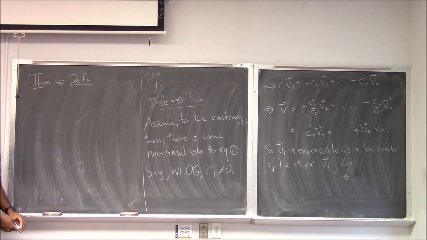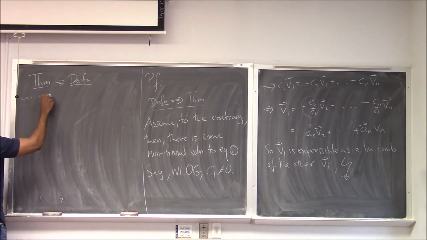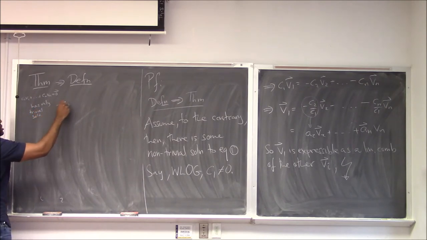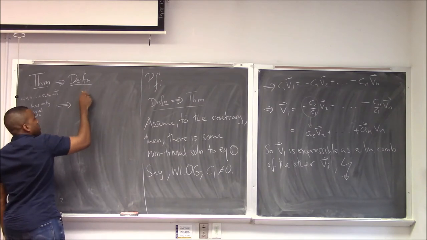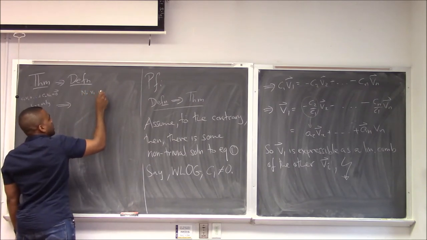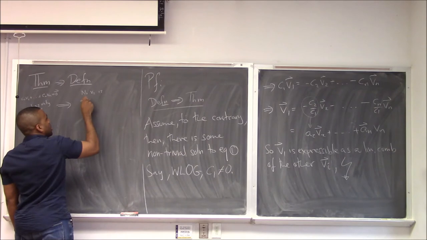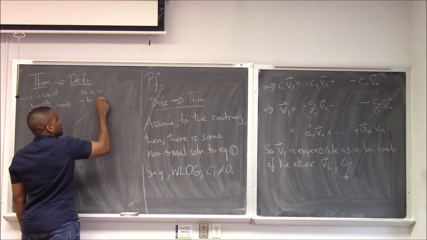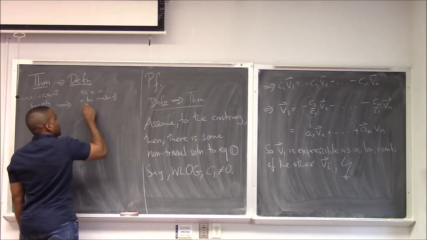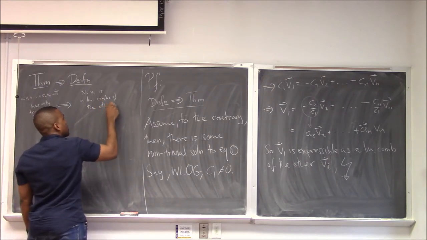Can you say it again? What are we proving? The other direction. Yeah, please. So I'm saying, assuming C1 V1 plus ... plus CN VN equals zero has only the trivial solution, implies that no Vi is a linear combo of the others.